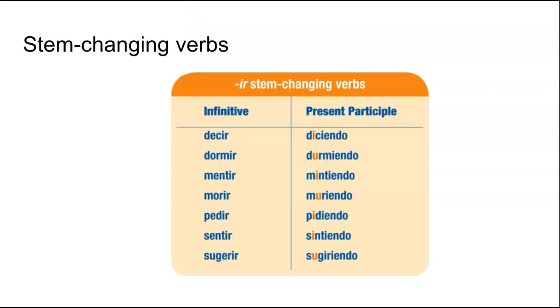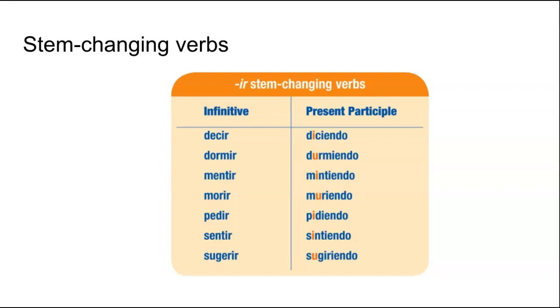Now let's look at a few verbs that have an irregular present participle. IR verbs that have a stem change in the present tense also change in the progressive tense. Their vowel will change when you form the present participle. Mira. Decir, diciendo. Dormir, durmiendo. Mentir, mintiendo. Morir, muriendo. Pedir, pidiendo.